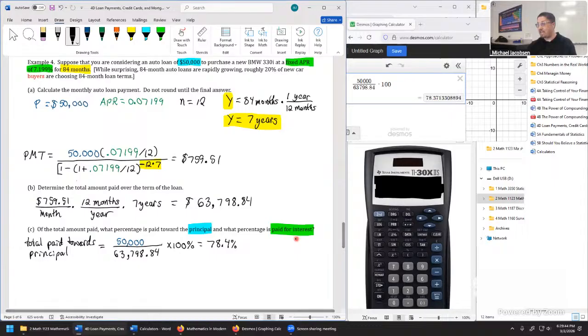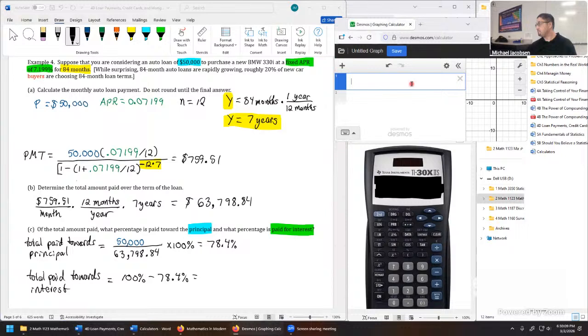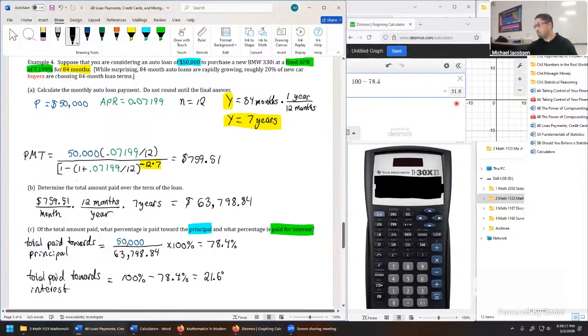Okay, let's look at the interest side. Total paid towards interest next. We'll take 100% minus 78.4%. And it comes out to 21.6% altogether. Well, there we did, folks. This is the information you would see getting into the car.